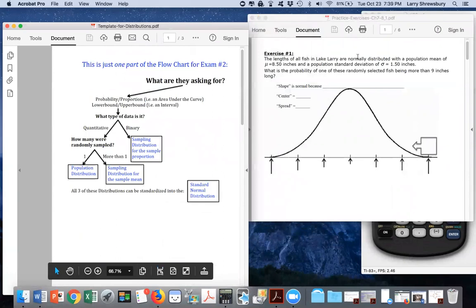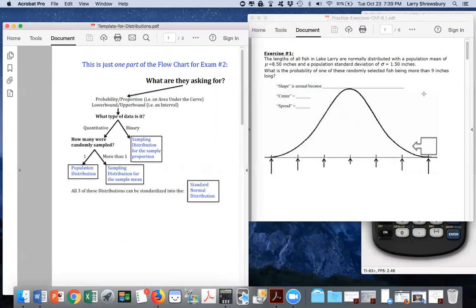All right, so the lengths of all fish in Lake Erie are normally distributed with a population mean of 8.50 inches and a population standard deviation of 1.50 inches. Now, what's the probability of one randomly selected fish being more than 9 inches? Let's go to our little flow chart here. What's the probability? So you know this is what they're asking for.